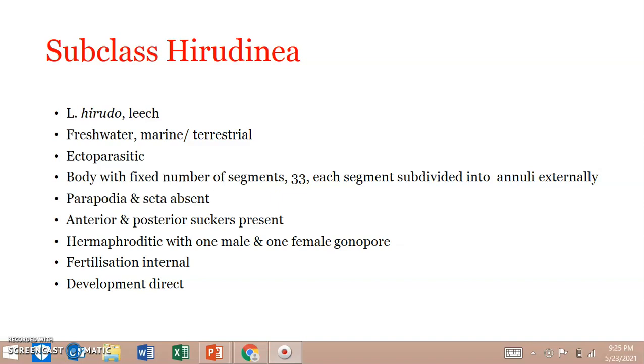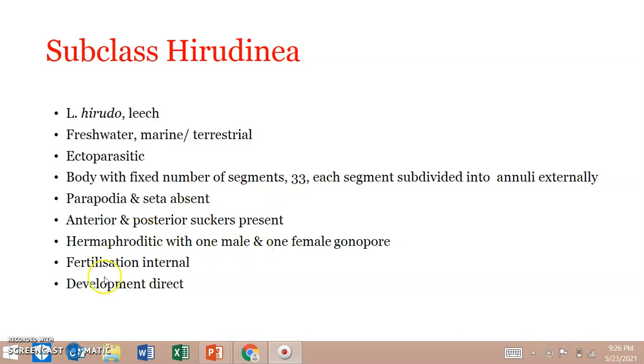Okay, and the mouth opens on the ventral surface in the anterior sucker, while the anus opens dorsal to the posterior sucker. Fine. The individual is hermaphrodite, that is both the sexes are united and reproduction is sexual. So the same individual will have a male and a female gonopore. The eggs are usually laid in cocoons. Development is direct without any larval stages. So these are a few general features shown by the members of subclass Hirudinea.